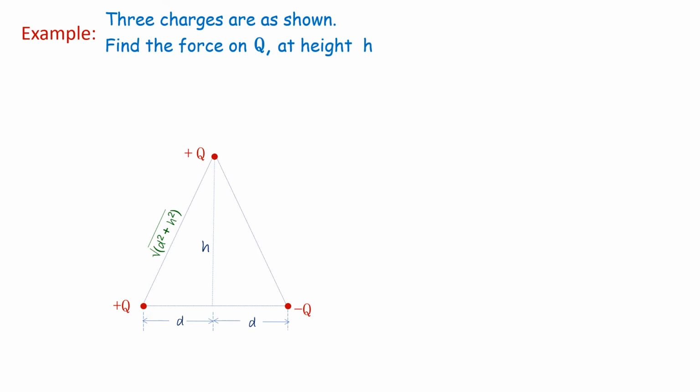Due to the bottom plus q, the force will be of repulsive type and is as shown in the figure. Due to the bottom minus q, the force is of attractive type. It will be as shown in this figure. Each force by Coulomb's law is given by q square divided by 4 pi epsilon naught into the distance square.